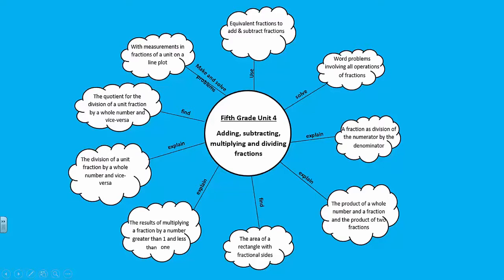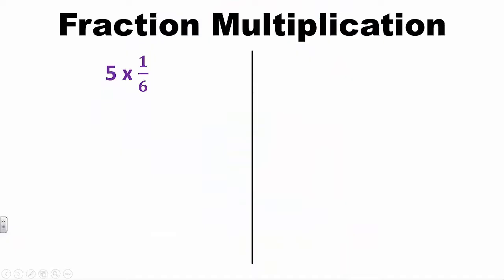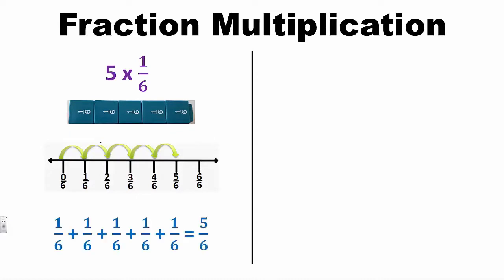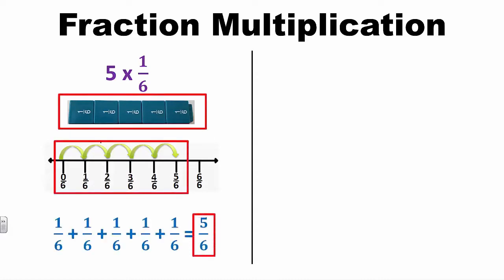In the next segment, we'll look at standard NF4, apply and extend previous understandings of multiplication to multiply a fraction or whole number by a fraction. We will also look at word problems with multiplication. In 4th grade, students worked with recognizing that a whole number times a fraction, such as 5 times 1/6, can be represented as 5 groups of 1/6. This concept can be demonstrated with fraction towers, number lines, and repeated addition. Each representation shows that 5 times 1/6 equals 5/6.